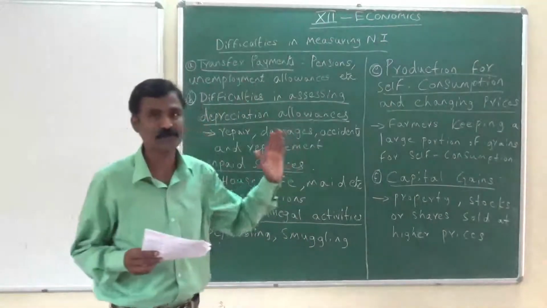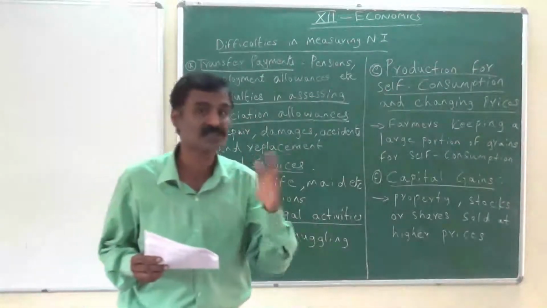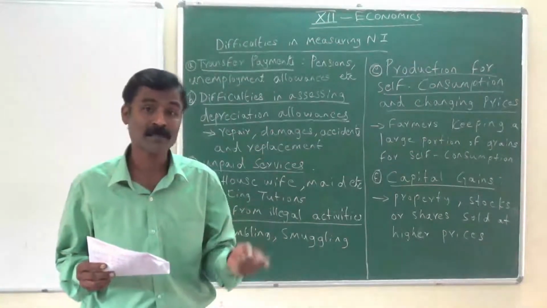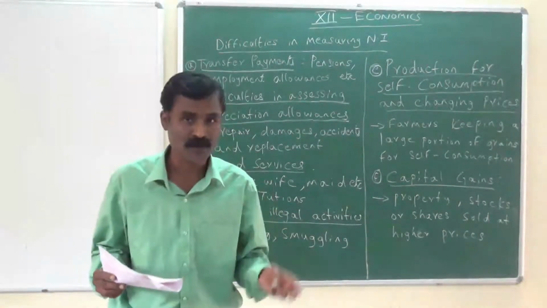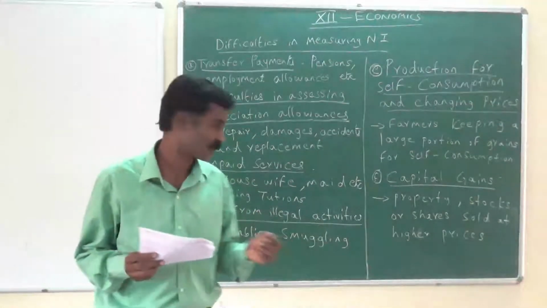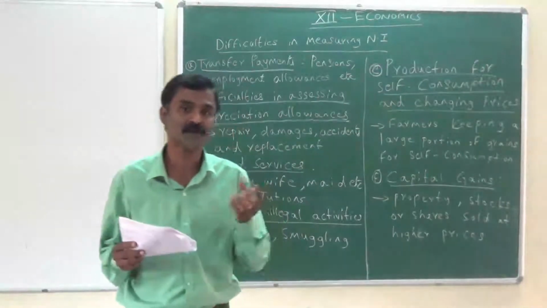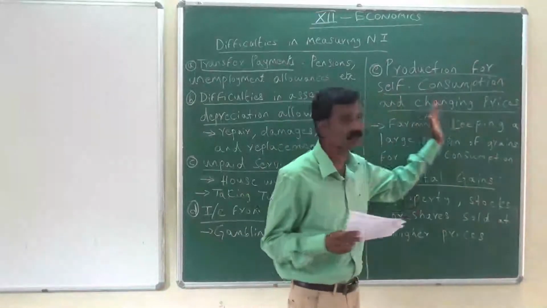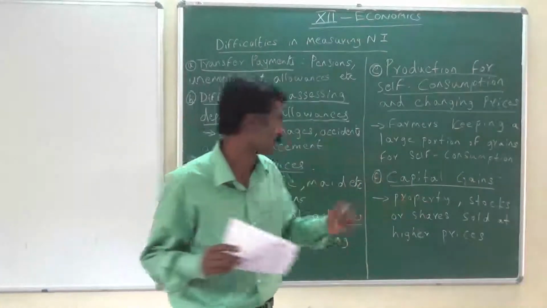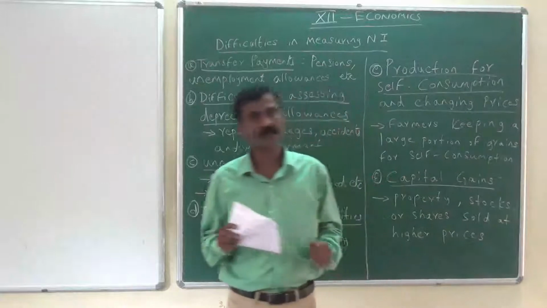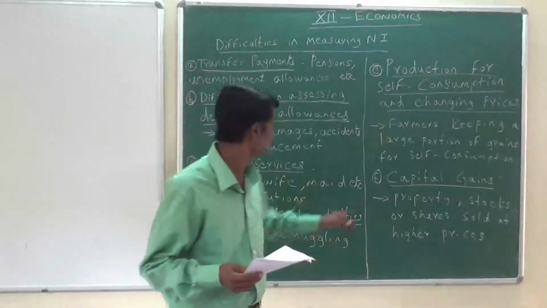Coming back again: transfer payments like pensions and unemployment allowances. The second point is difficulties in assessing depreciation allowances, like damage, repair or replacement of machinery in an organization. Unpaid services, such as the service rendered by a housewife, a maid, or taking tuitions. Next is income from illegal activities like gambling, smuggling and illicit manufacturing of liquor. Next is production for self-consumption and changing price, such as a farmer growing crops for his own use and not selling them in the market. And the next thing is capital gains, that means any property, stocks or shares which have been sold at a very high price. Next we see the G point.